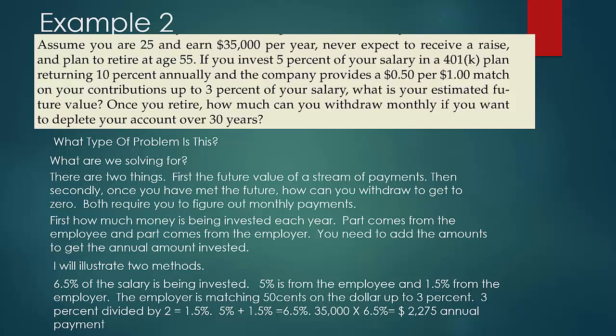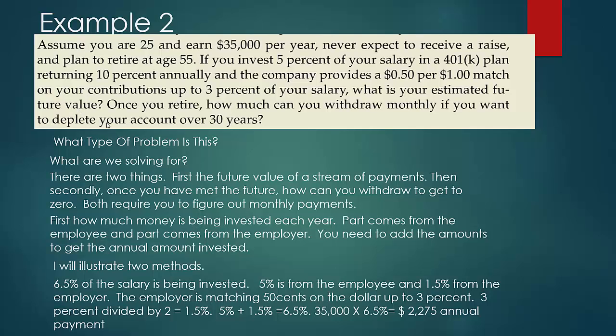Now, let's assume you're 25 and earn 35,000 per year. You never expect to receive a raise and plan to retire at age 55. If you invest 5% of your salary in a 401k plan, returning 10% annually, and the company provides a 50 cents on the dollar match on your contributions up to 3% of your salary, what is your estimated future value?